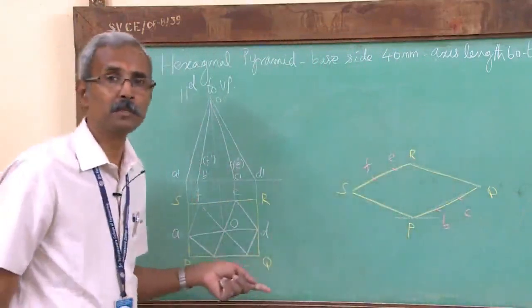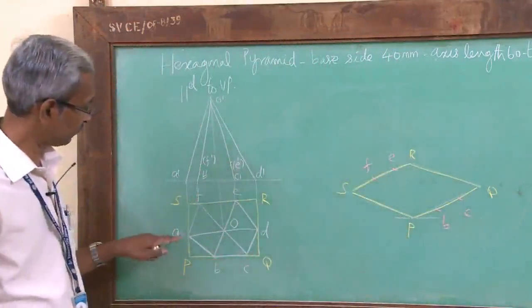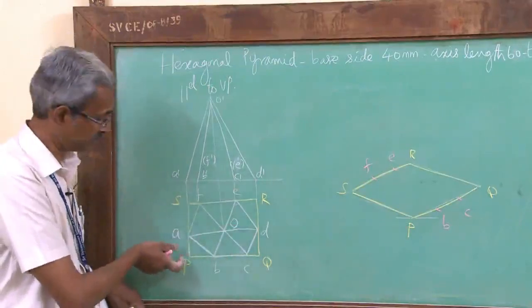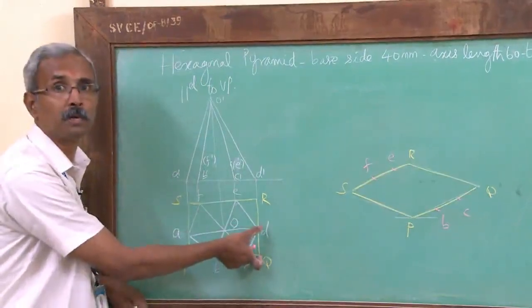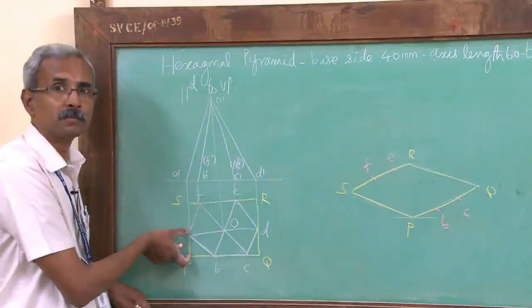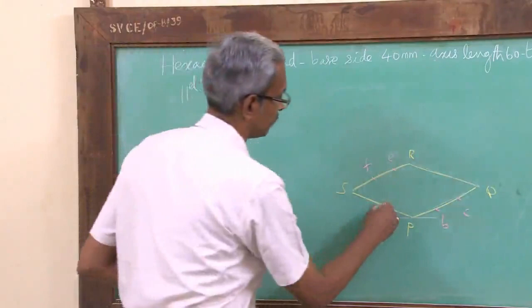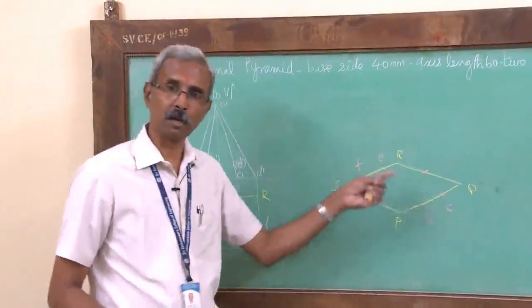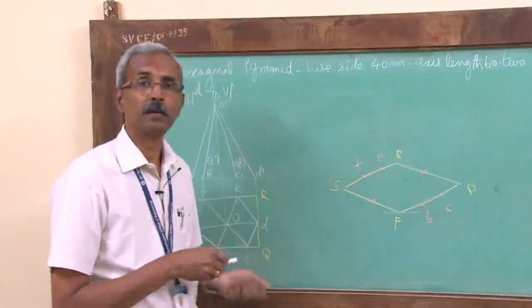And mark B, C, E and F. And next we need to find A and D. So again here, being symmetrical, PA and QD will be equal. So take this distance in a divider and mark it there. Right, so we have got all the 6 corners of the base of the hexagon.